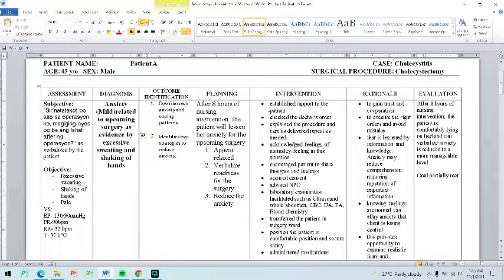Okay, establish report, that's correct. Check doctor's order, explain the procedures and care to be delivered, repeat as needed. Acknowledge the feeling of normalcy in this situation.